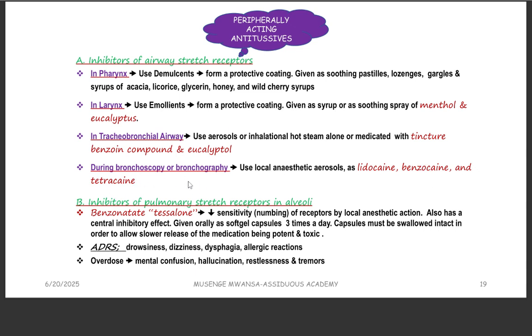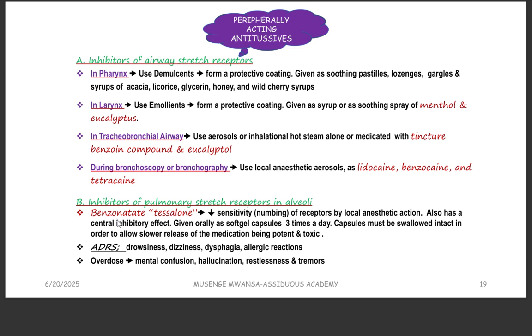So these are anesthetics, they stop pain, and then they can also suppress the cough. Okay, so those are peripherally acting, which inhibit airway stretch receptors. And then you can also have those that inhibit pulmonary stretch receptors in the alveolar. This one is specifically in the alveolar.